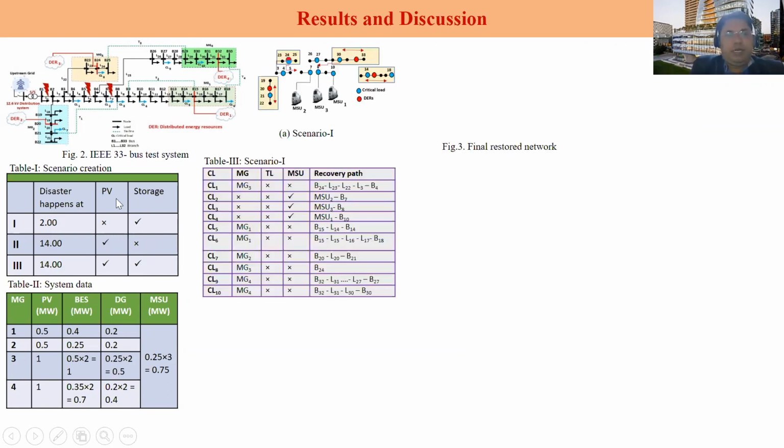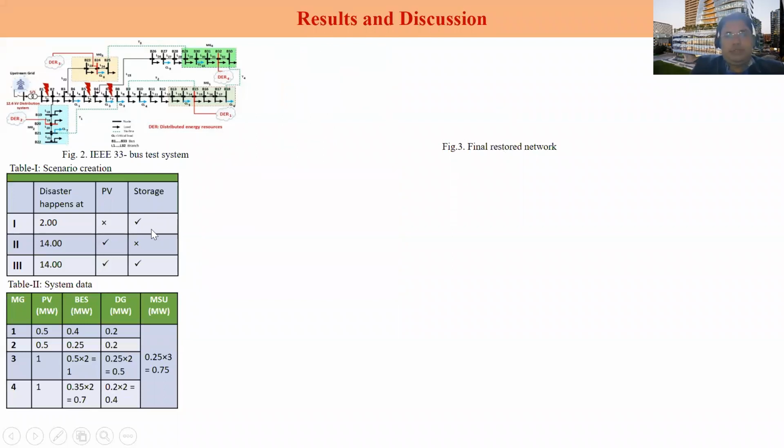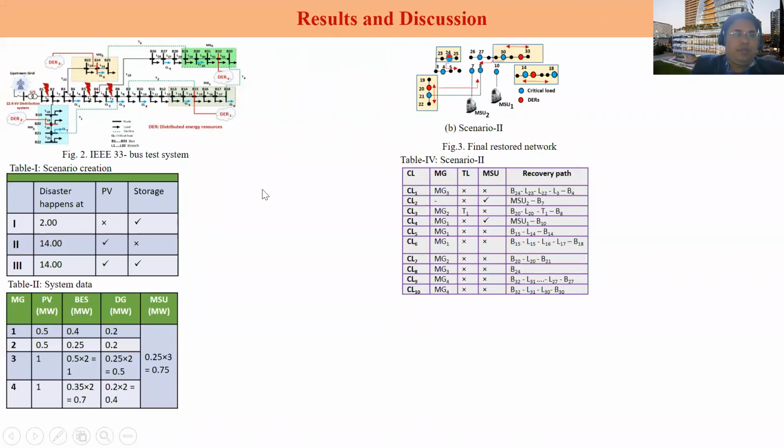For scenario 1, due to the limited storage capacity, the total amount of critical load cannot be restored with the help of storage alone. So the mobile energy storage unit can go to that place, and then all the critical load can be restored. For scenario 2, the PV is available, so it definitely has some more capacity as compared to the storage one. So only 2 mobile energy storage units are required to restore the critical load.